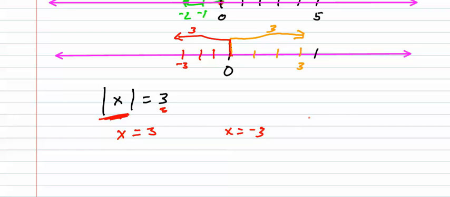This concept we're going to use in solving equations, which is the next video. Basically, anytime we have an absolute value of a variable equaling some number, we set it equal to the positive or the negative of that number.